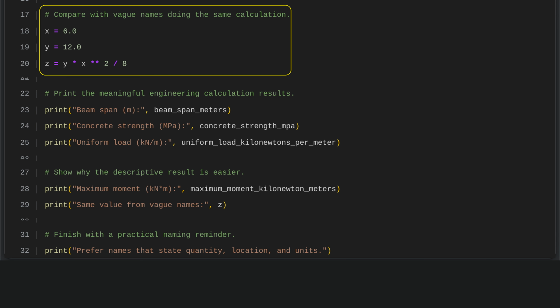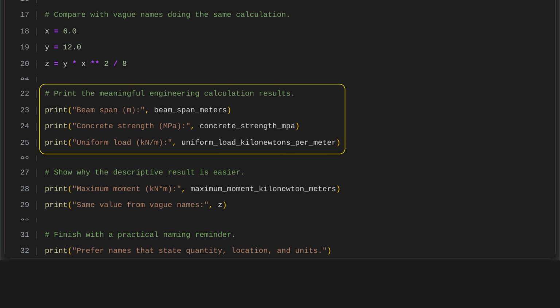The example assigns two numerical values and uses them to compute a third value by multiplying the second value by the square of the first, then dividing by 8. Although the calculation is valid, the vague variable names make its purpose hard to understand. The main point is that meaningful names help clarify the intent and context of a calculation.